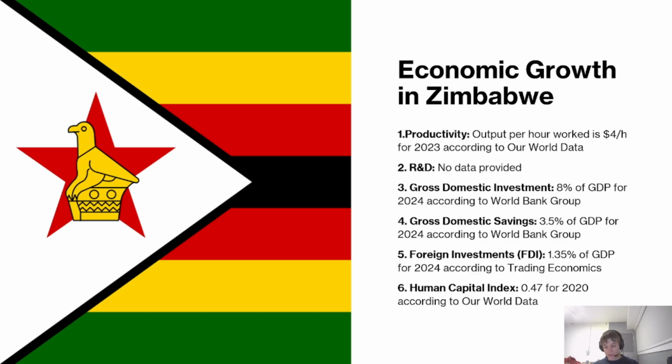Gross domestic investment is 8% of GDP for 2024. Gross domestic savings, 3.5% of GDP for 2024. Foreign investments, FDI, 1.35% of GDP for 2024. And human capital index, 0.47 for 2020.